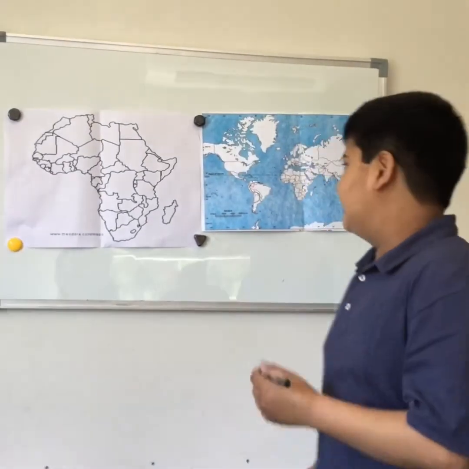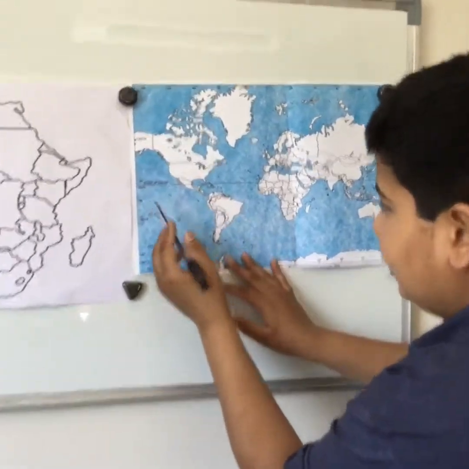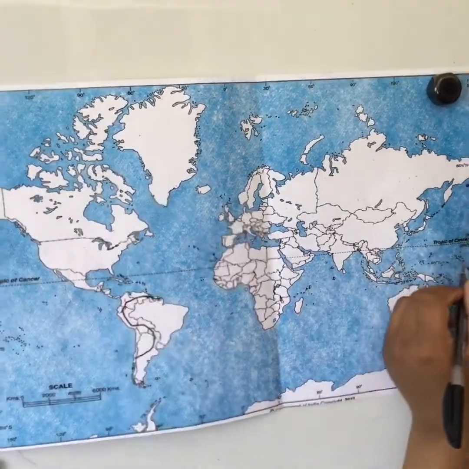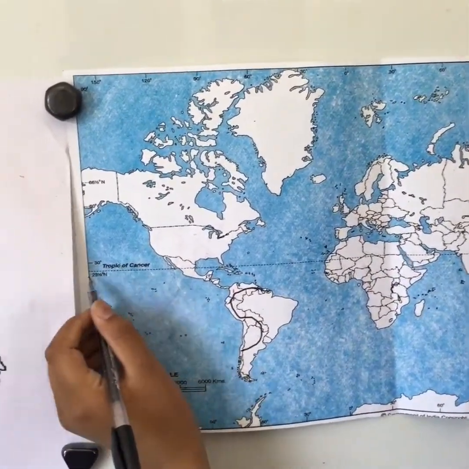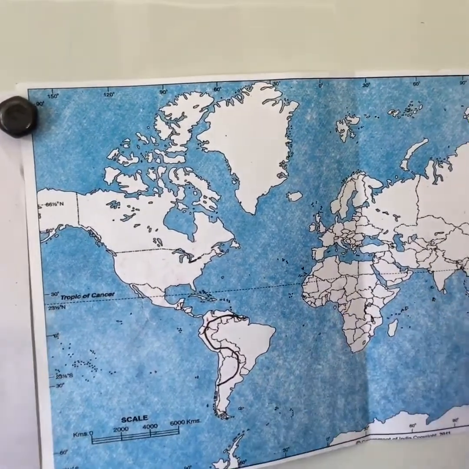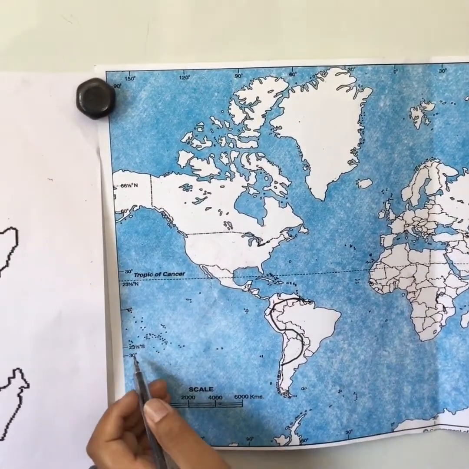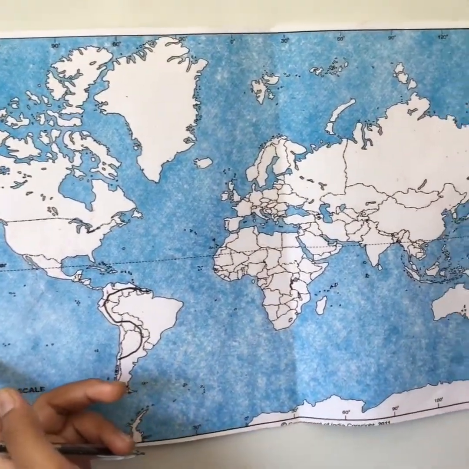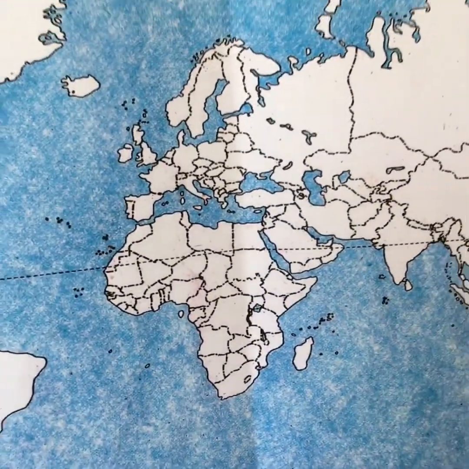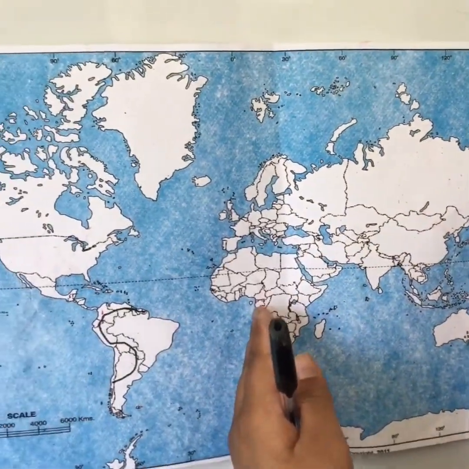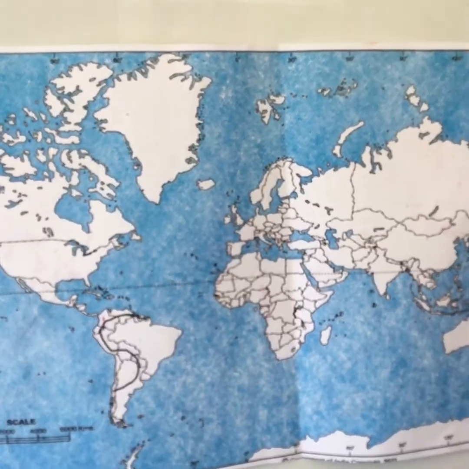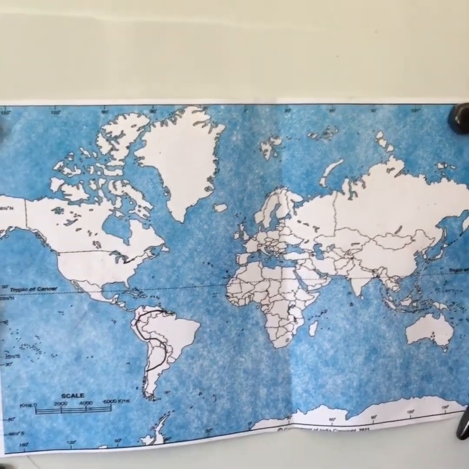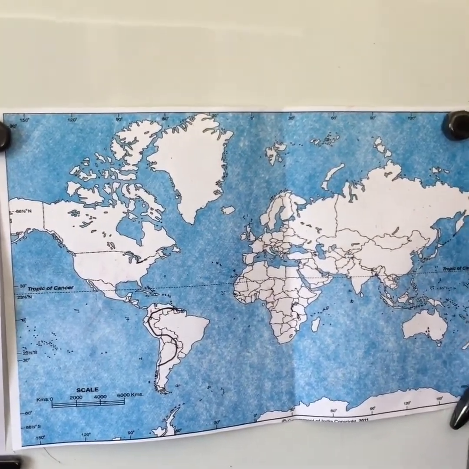For example, you can see that this line is the equator, which passes through Africa. This line is the Tropic of Cancer at 23.5 degree latitude north, and this line is the Tropic of Capricorn, which also passes through Africa and is located at 23.5 degree south latitude. So these all three lines of latitude, which are very important, pass through this continent, and due to this, there are major changes in the climate and atmosphere of Africa.